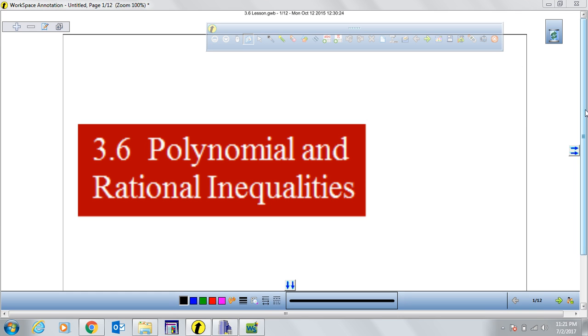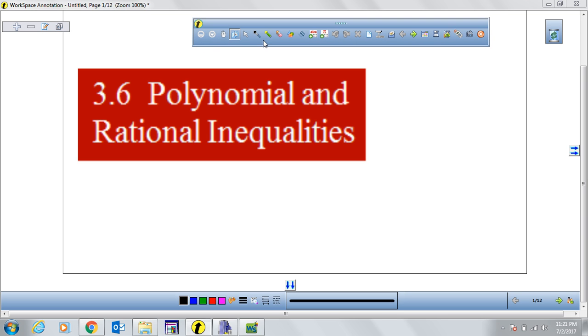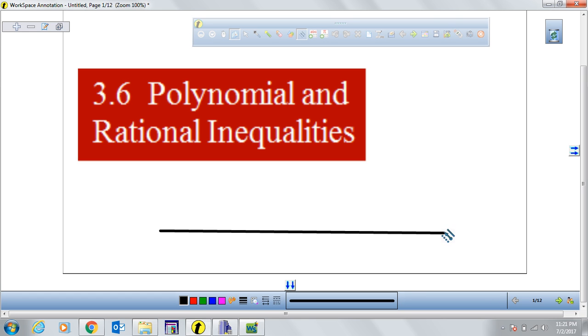In section 3.6, we're going to be solving polynomial and rational inequalities. First of all, what I will talk about in this section is the basic definition of a polynomial inequality to begin with. This definition that I'm going to show you next is also going to apply to the rational inequalities.